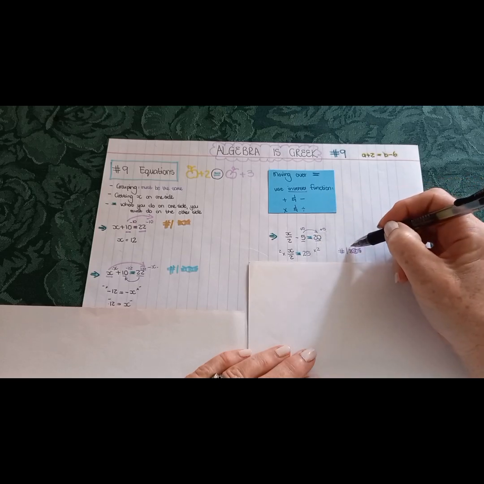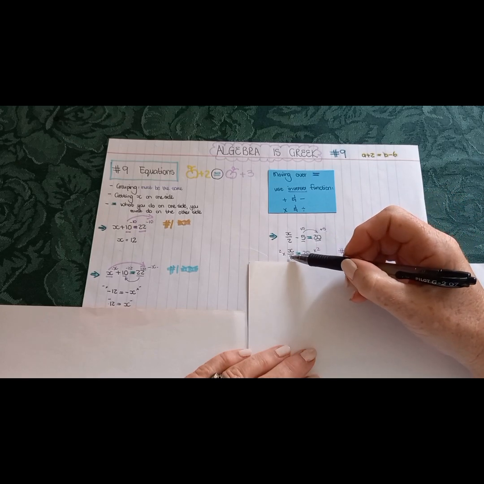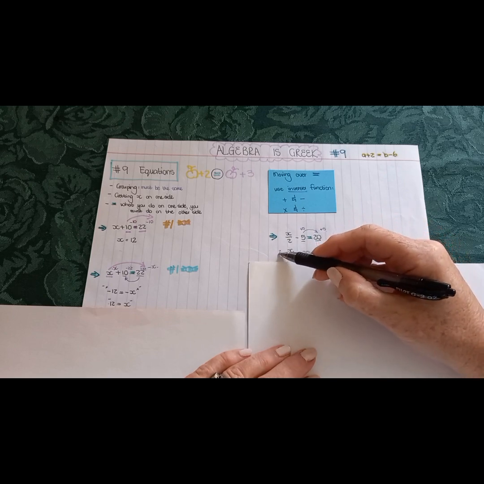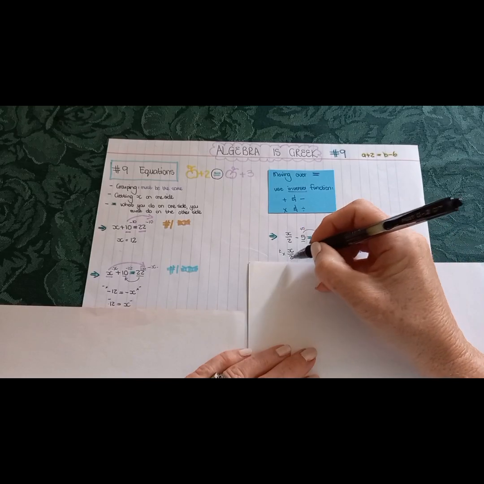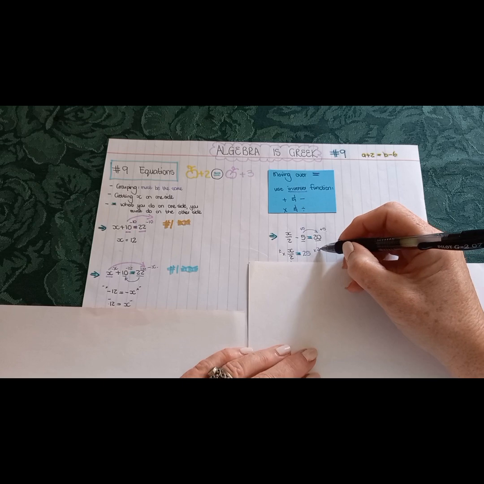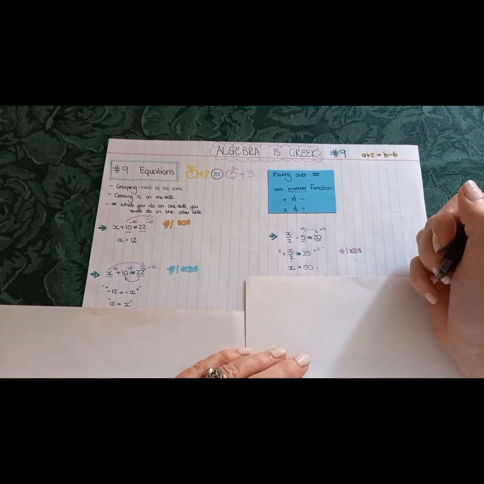Now, remember your sweeties, you don't throw anything away. How to get rid of this 2? That is divided by 2. Inverse would be multiplied by 2. So these two would cancel, and 25 times 2 would give you 50.